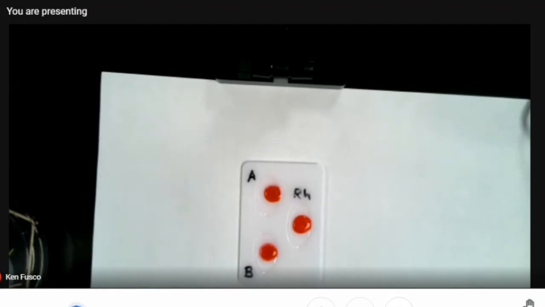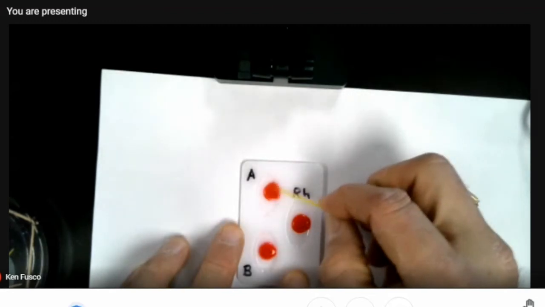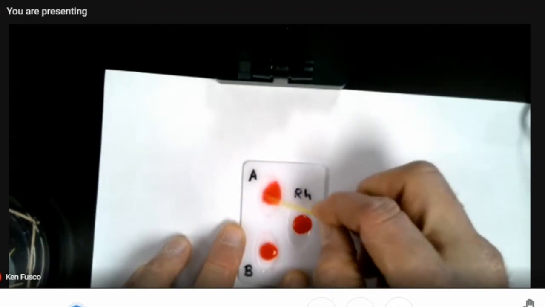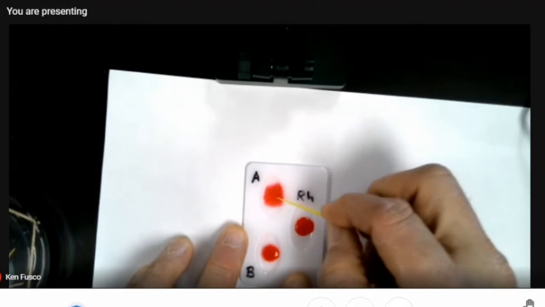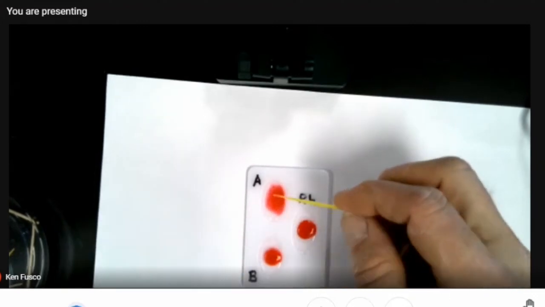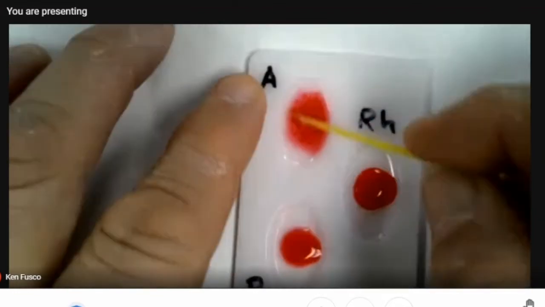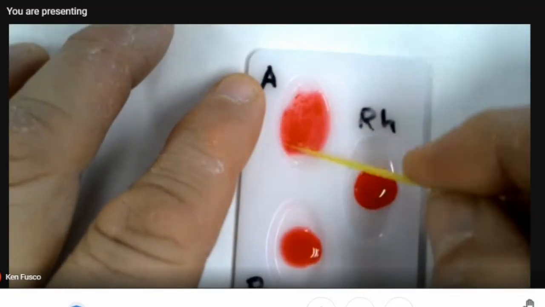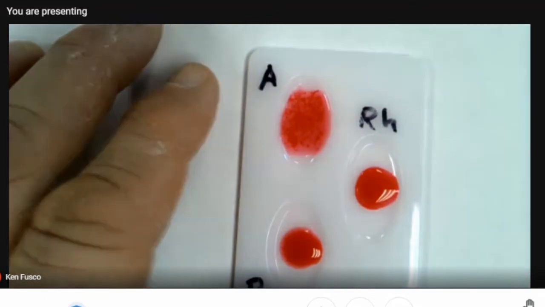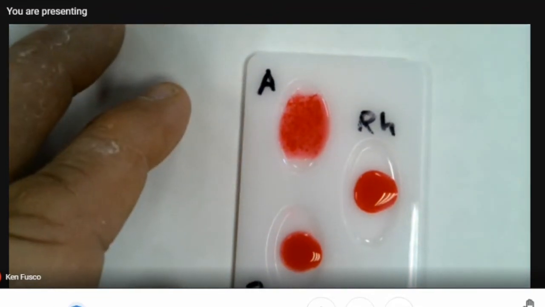And then I'm going to use a little toothpick. I got to use a fresh toothpick every time. And I'm going to stir it up a little bit. I don't know if you guys can see this very well. Let me get a little closer. Does that look normal, or does that clump? Does that look clumpy? Can you tell?